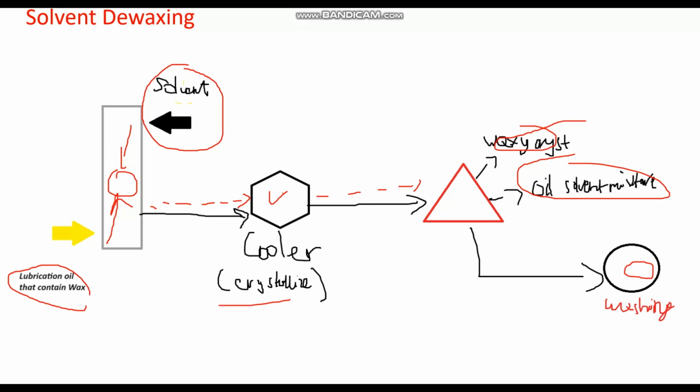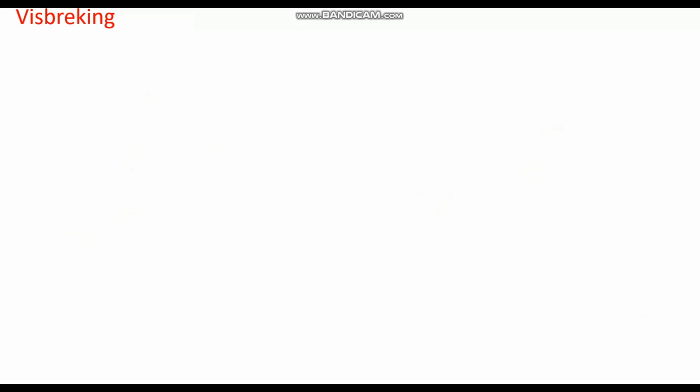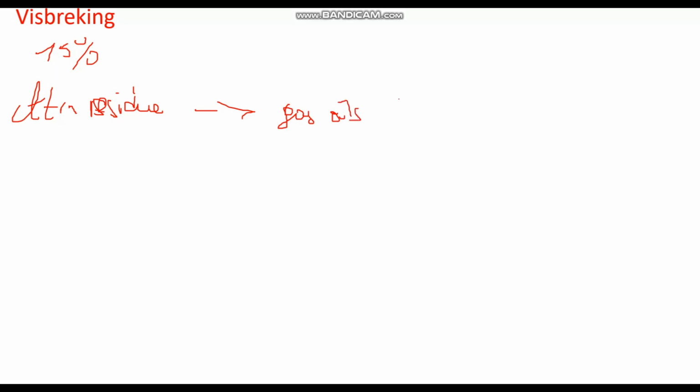Visbreaking process. He says the visbreaking process is a mild form of thermal cracking that achieves about 15% conversion of natural gas oils and naphtha. It will convert atmospheric residue to gas oils or naphtha.